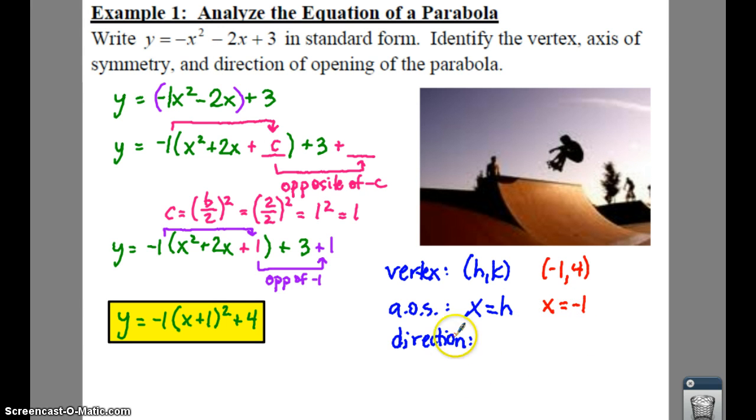And then your direction of opening, you're looking at your a. Since a is less than 0, that means your graph is going to be opening down. So there's a pretty little 4-point problem for you.